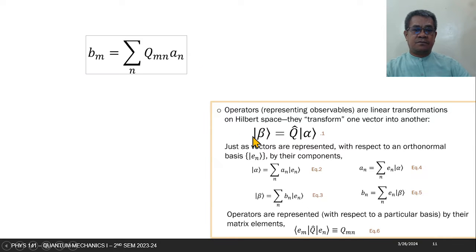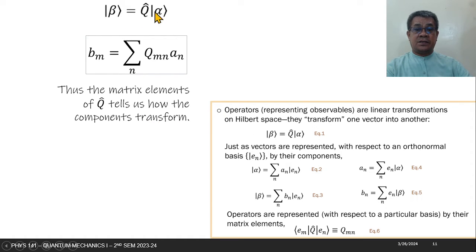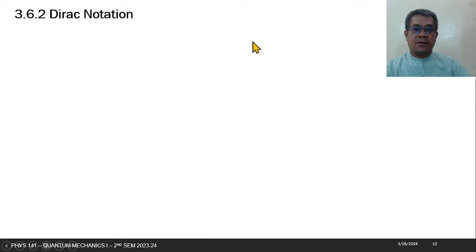So in other words, those matrix elements of Q tell us how the components transform, which means that from this equation it can be rewritten in this form, and that's by the use of the inner products.